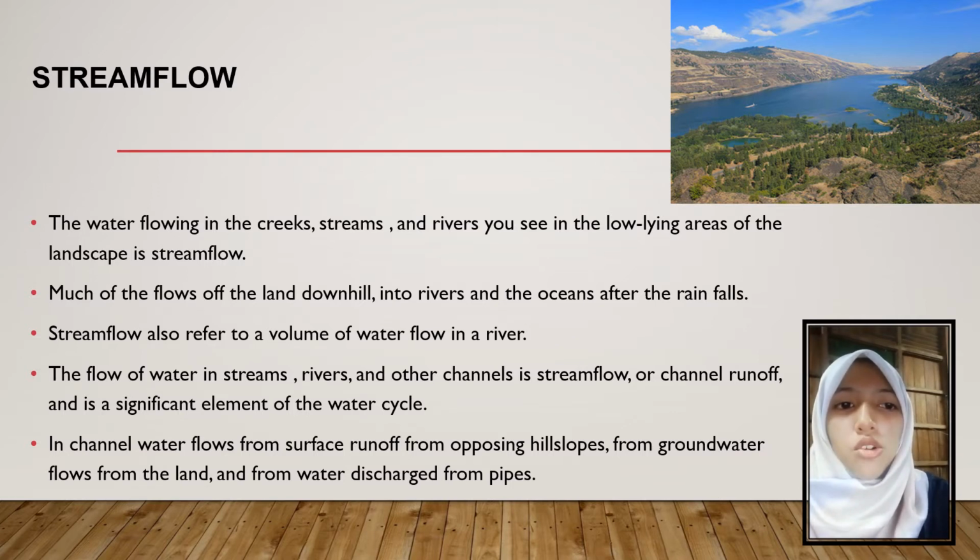The flow of water in streams, rivers, and other channels is stream flow or channel runoff, and it is a significant element of the water cycle. In the channel, water flows from surface runoff from opposite hill slopes, from groundwater flow from the land, and from water discharged from pipes.